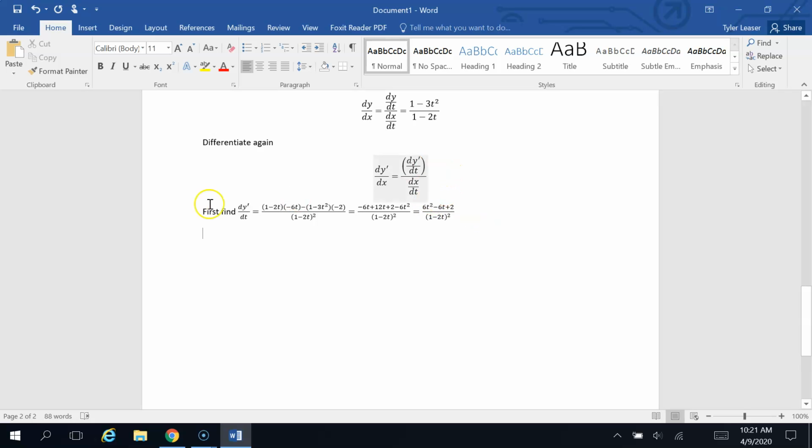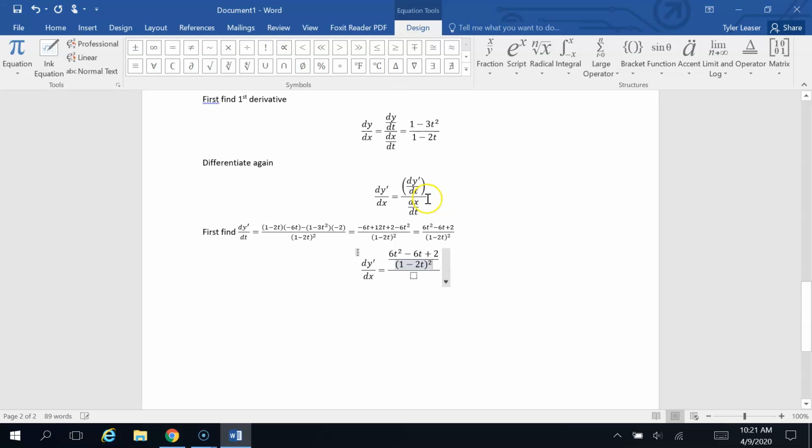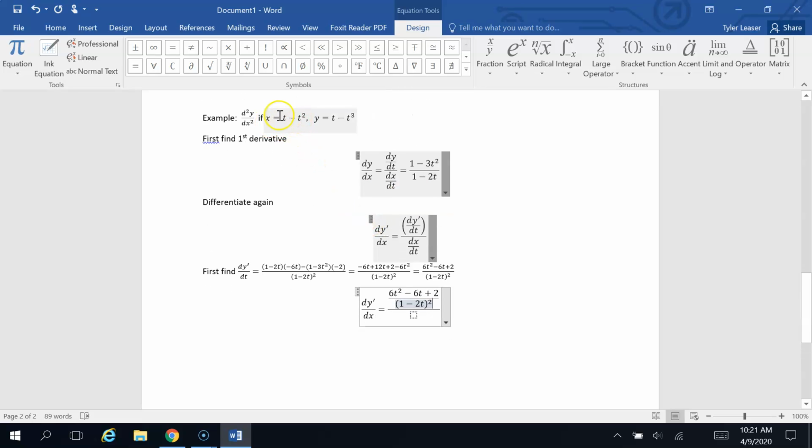Remember, this whole thing is only the numerator of the formula, so we can plug it in now. dy prime/dx is going to equal a big fraction. This awful looking thing is going to be its own fraction in the numerator, the 6t squared minus 6t plus 2 divided by the 1 minus 2t squared. That's that dy prime/dt, and now we're going to divide that by dx/dt. dx/dt, remember, is just taking the derivative of x with respect to t, which we've already done once. That's that 1 minus 2t.